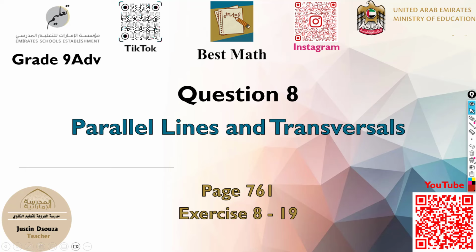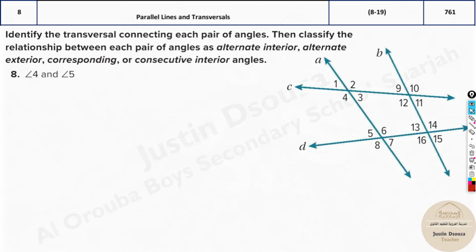Question 8 is about parallel lines and transversals. Here we have to find which is the transversal and what properties the angles have in relation to each other. Now let's look at C, D, and A line. These are just 2 lines, C and D, and you can see that line A is cutting both of them, isn't it? That line which cuts both the lines C and D is called a transversal. Now there are special properties formed between these pairs of angles.